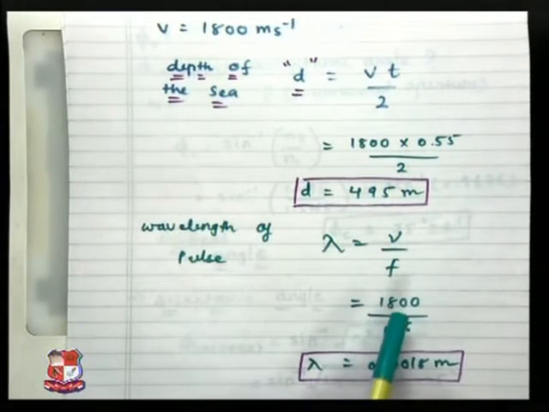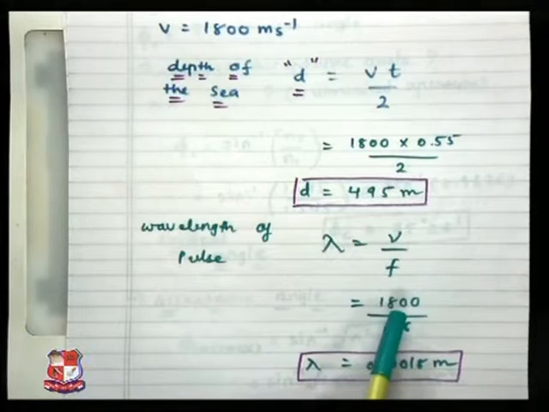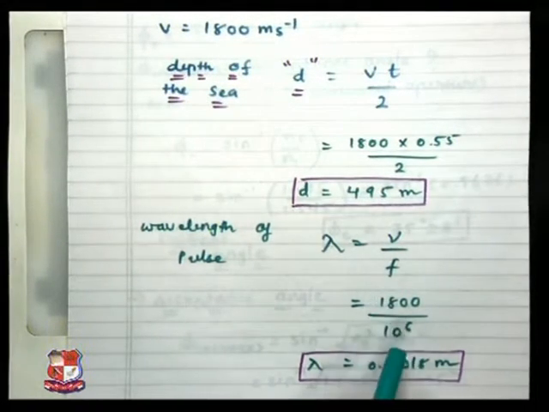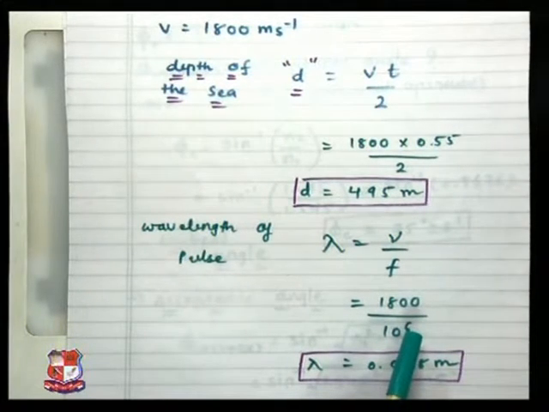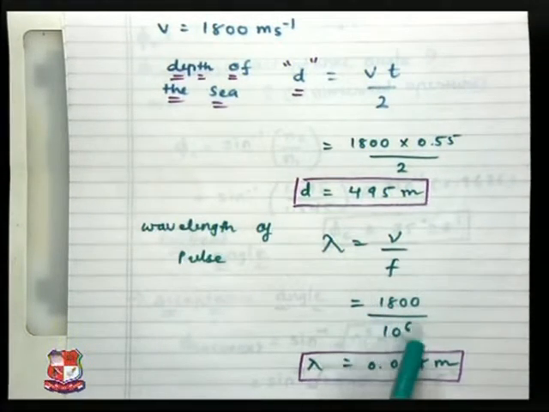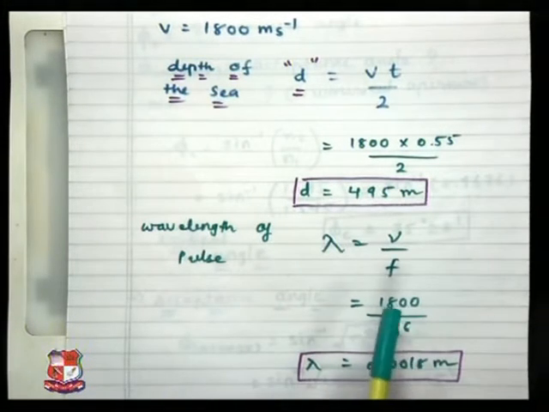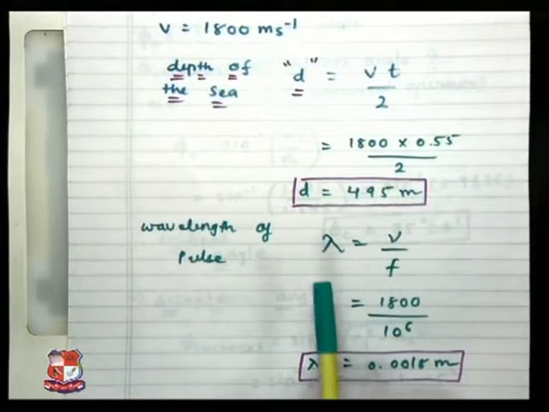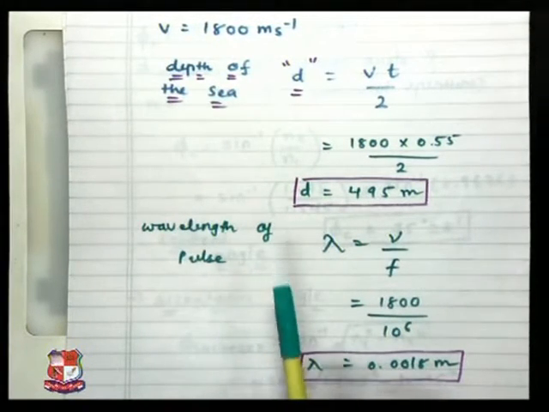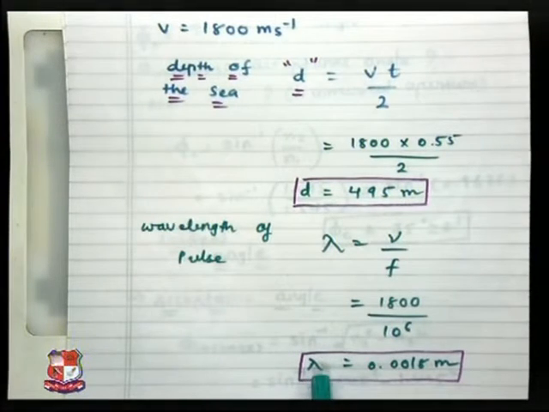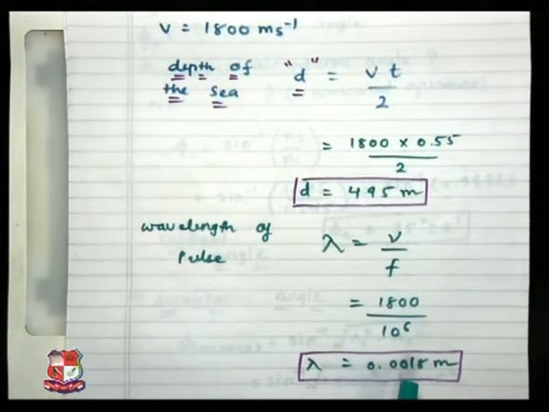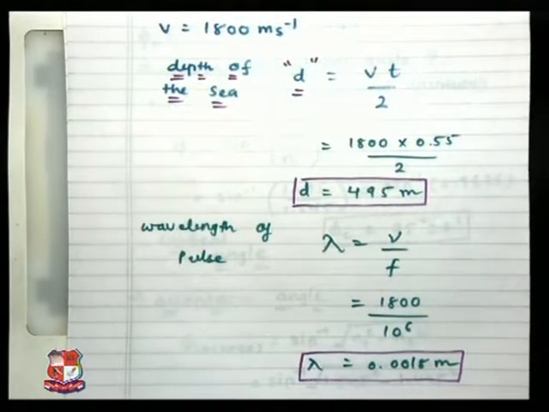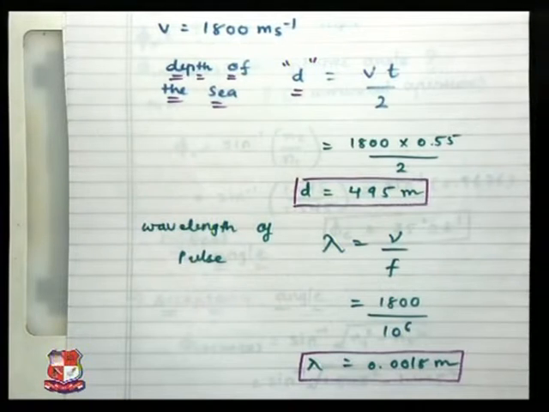water. Here, by keeping the values of V, that is 1800 meter per second, in the numerator, and F, that is 10 raised to 6 hertz, in the denominator. It was actually 1 megahertz, we converted it into hertz, that is 10 raised to 6 hertz. By substituting these values in this equation, we can calculate the wavelength of pulse, that is lambda is equal to 0.0018 meter.